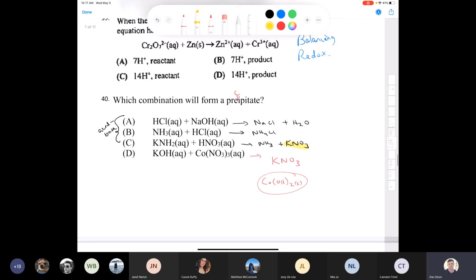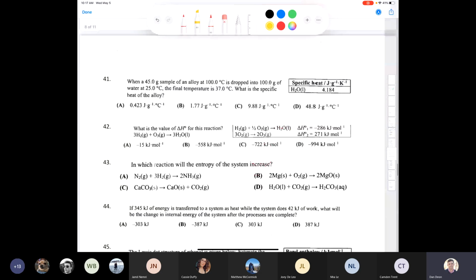What's the next question about? Something good. Question 45. A 45-gram sample of an alloy at 100 degrees Celsius is dropped into 100 grams of water at 25 degrees Celsius. They reach an equilibrium temperature, which is 37 degrees. What's the specific heat of the alloy? To solve this problem, you're going to use Q is equal to MC delta T, right? This is a good old 1401 problem, General Chemistry 1.